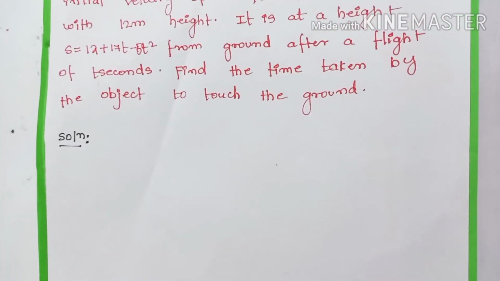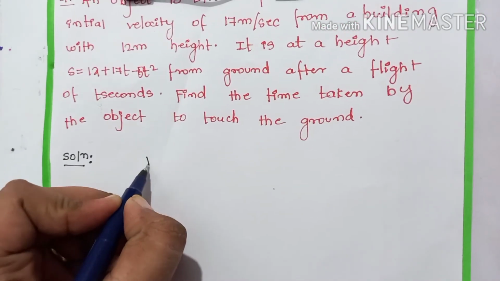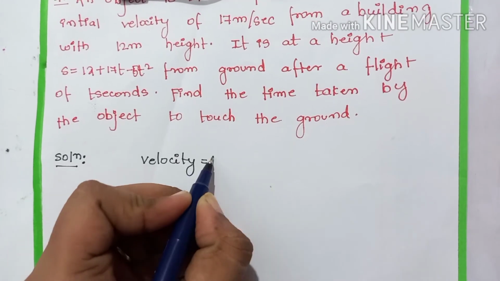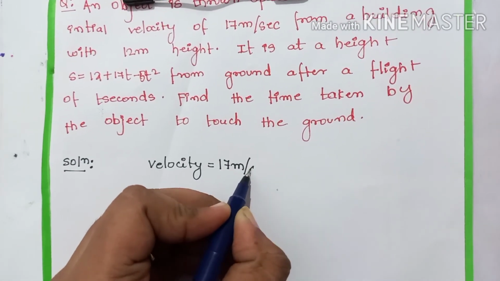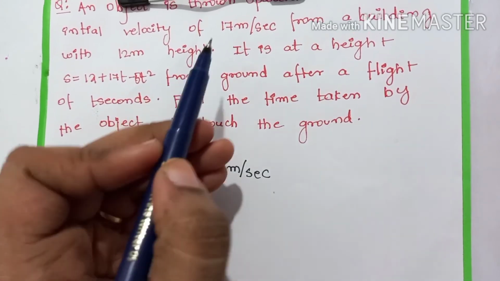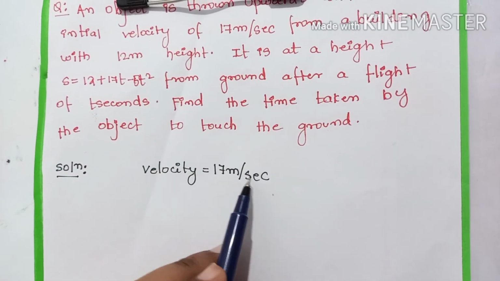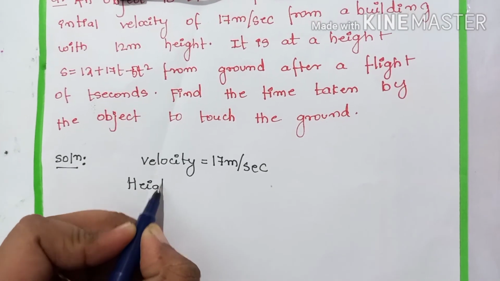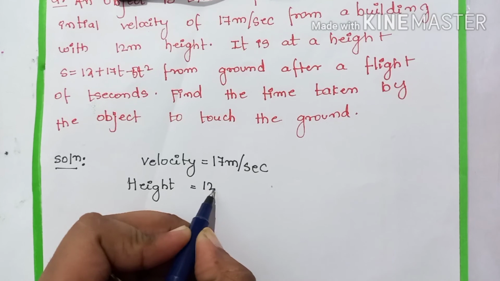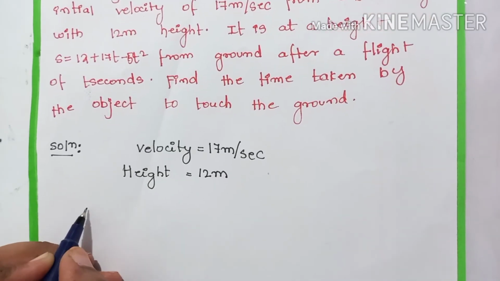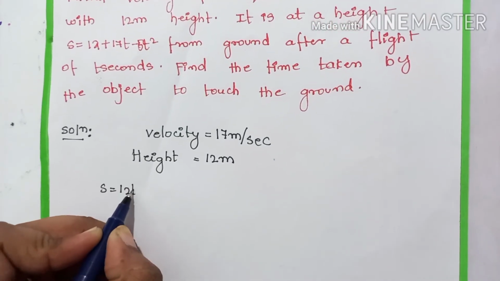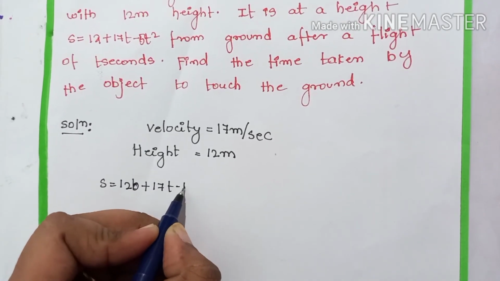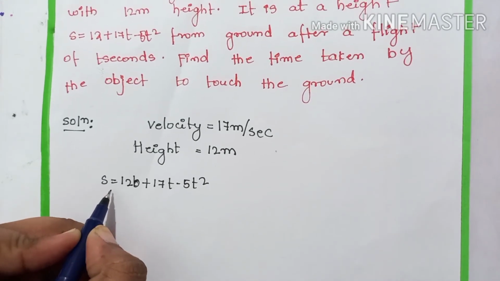Now let us start the solution. Given velocity is 17 meters per second, and the question says that when it is thrown upwards, the initial velocity is 17 meters per second, from a building of height 12 meters, and they have given s equals 12 plus 17t minus 5t square. Here s is nothing but the displacement.